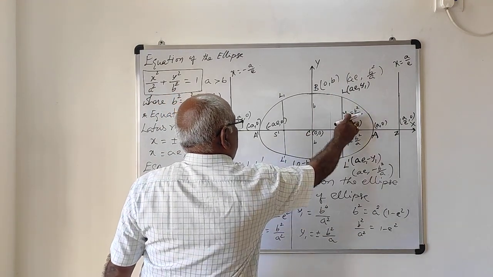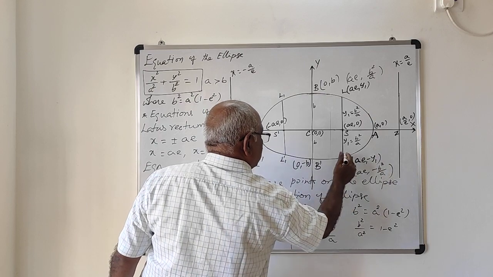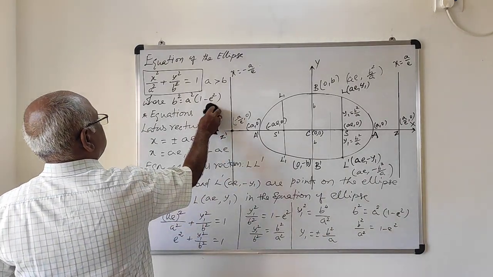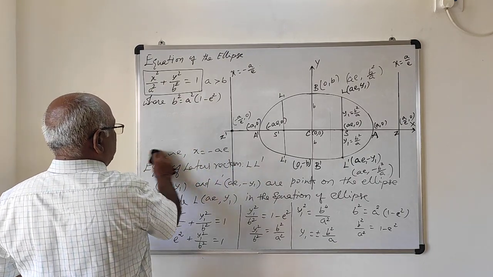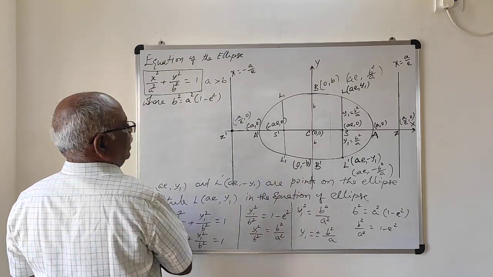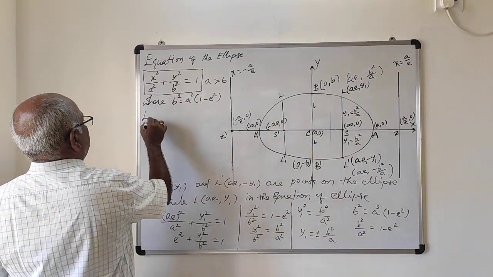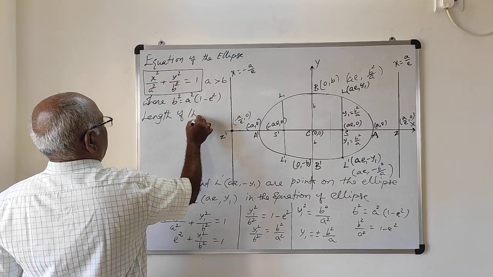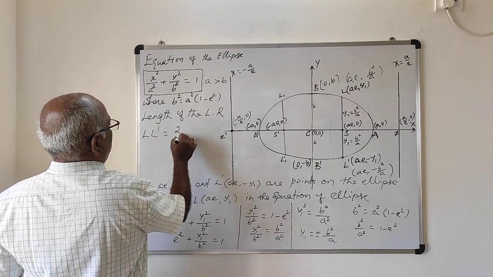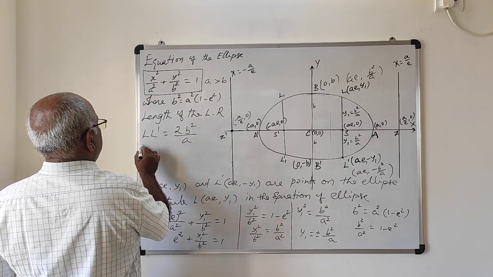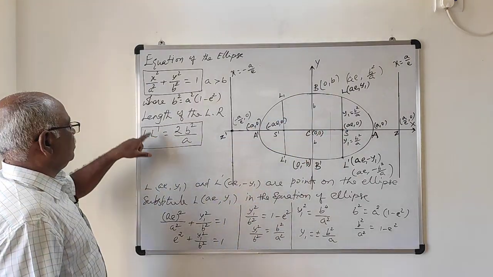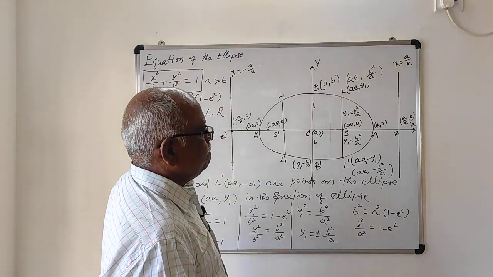The length is B square by A, but the coordinate is minus B square by A. This point is minus B square by A, but the length is B square by A. Therefore, the length of the latus rectum L L dash equals 2 B square by A. This is the formula for the latus rectum, 2 B square by A. That's all about this ellipse.